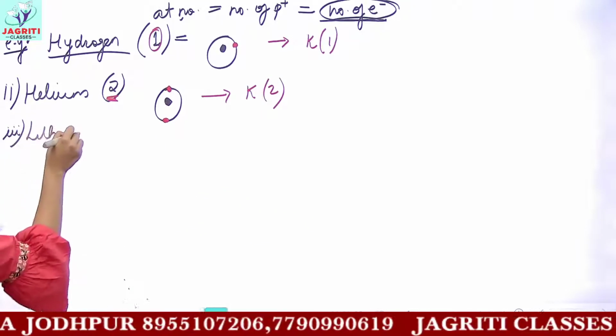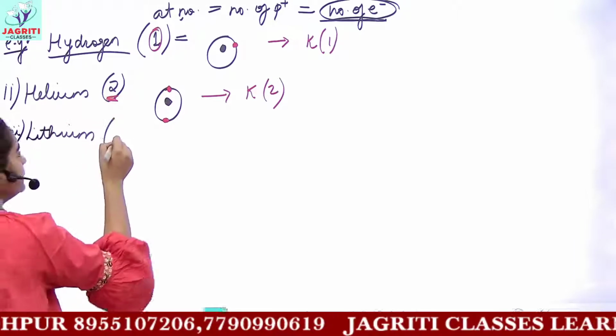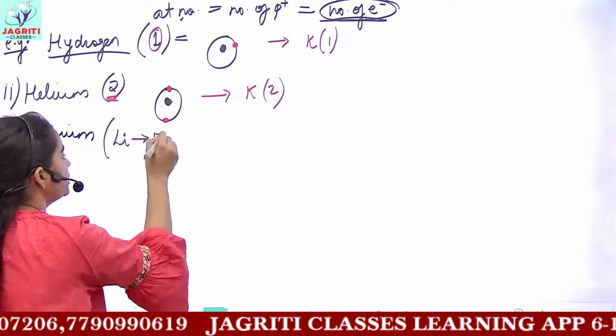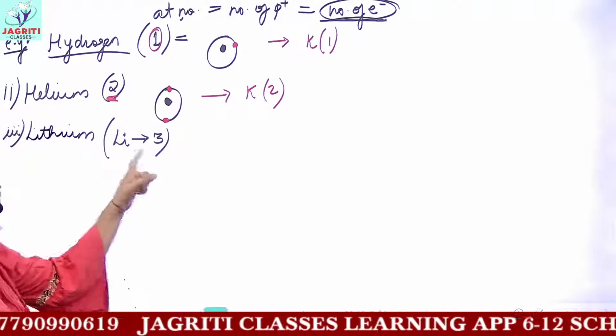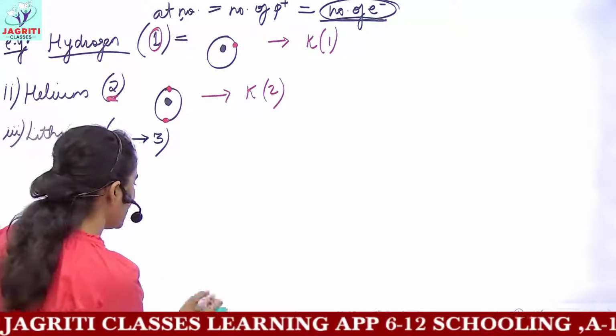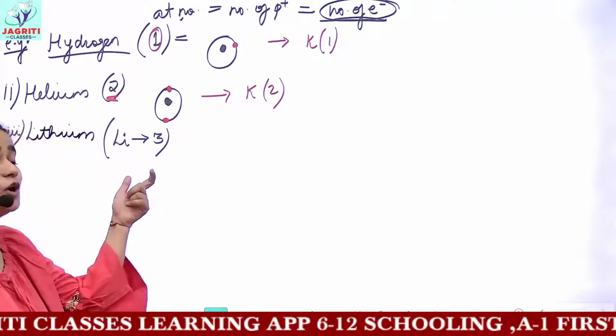Now coming to the next, that is our third example. That would be lithium. The symbol of lithium is capital L and small i, Li, and its atomic number is 3. That is, you have to draw 3 electrons. Now comes some difficulty. If you have any confusion, it will be solved.